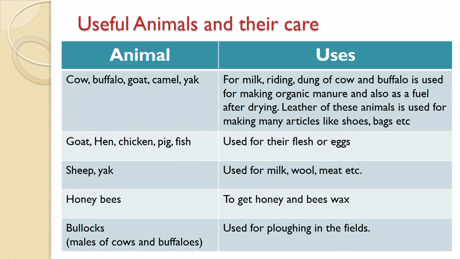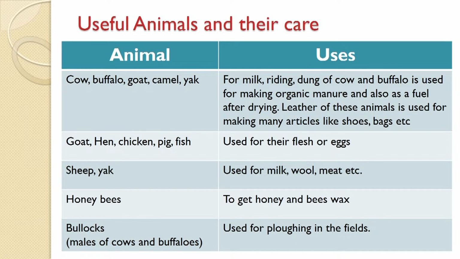And also the leather of this animal is particularly valuable for many articles like shoes as well as bags. Next group of animals comes the goat, hen, chicken, pig and fish. They are particularly useful for our food purpose. They are particularly used for their flesh as well as egg. Then come sheep and yak.